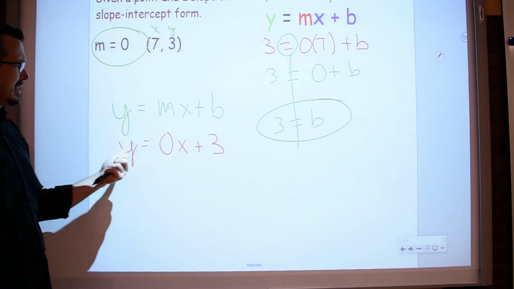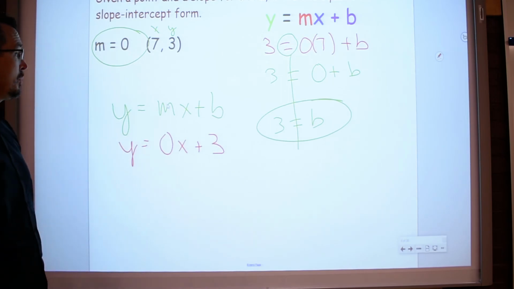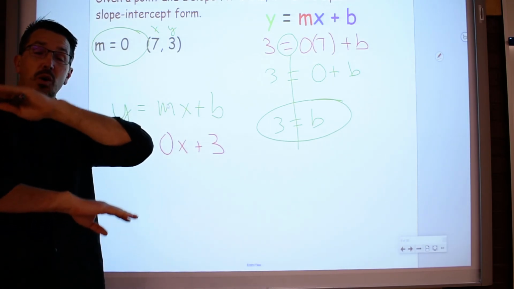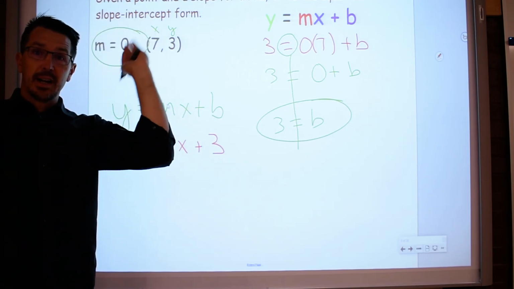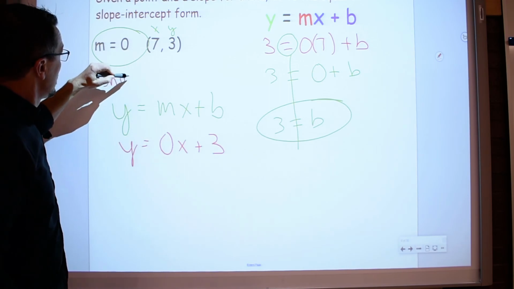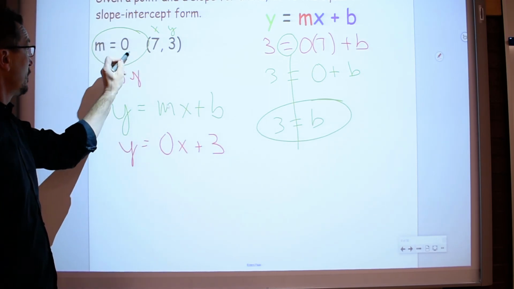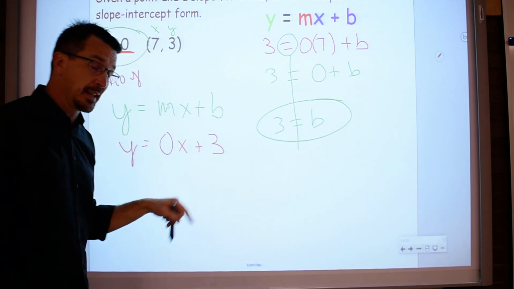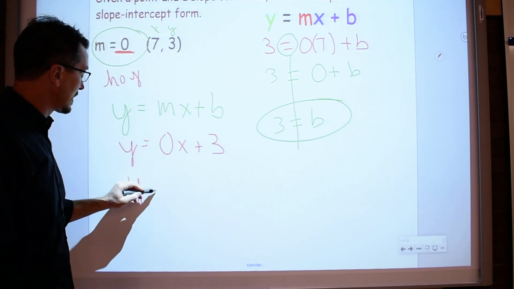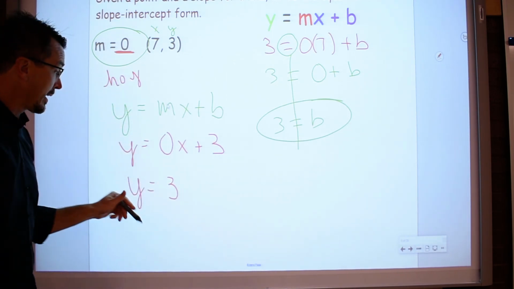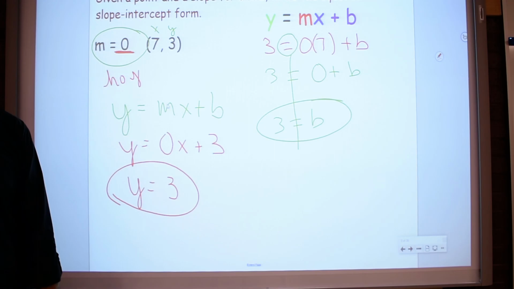Now, some people might say, wait a second, this looks weird. Yeah, this is weird because when we have a 0 slope, remember we learned earlier, is this a HOY or a VUX? Well, this is a HOY. A HOY stands for horizontal, 0 slope, which is what we have. Then it's a y equals. And guess what? When you multiply 0 times x, it's just 0, so we get y equals 3. That's why we say y equals, because the x goes away. So this is the equation written in simplest form.